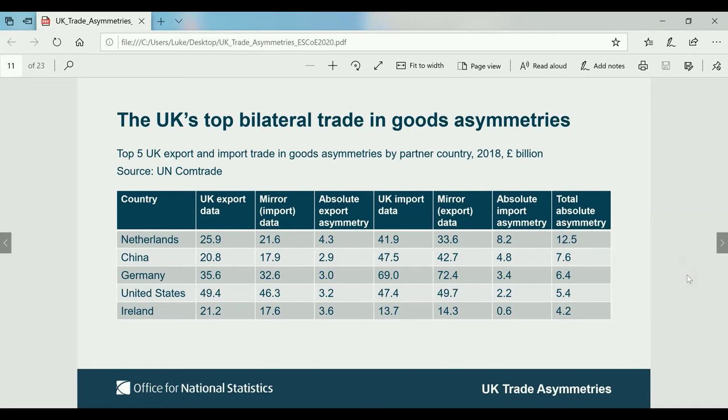So we here at the Office for National Statistics haven't focused quite so much on trading goods asymmetries. And you'll see from the next slide that these tend to be lower than those for trade in services. HMRC do publish analysis on a six monthly basis, and they split EU and non-EU trading goods asymmetries. So I would steer you in that direction if you would like to learn a little bit more about trading goods asymmetries.